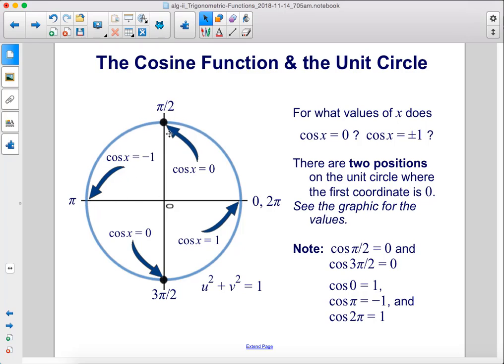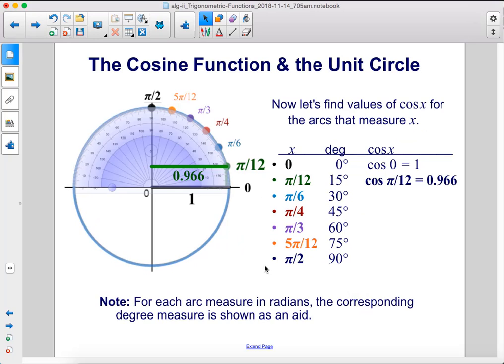Note, cosine pi over 2 equals 0, and cosine of 3 pi over 2 equals 0. Cosine 0 equals 1, so that's right there. Cosine pi equals negative 1, and cosine 2 pi also equals 1. Now let's find values of cosine x for the arcs that measure x.